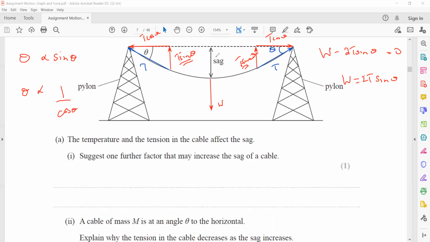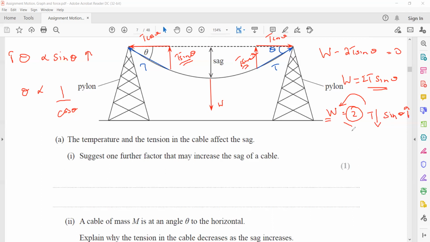They are saying as the angle increases, the weight must balance with 2T sin theta. So 2 is constant. Only the things which can change are sin theta or T. We want the result to be balanced with the weight. So if the value of theta increases, the value of sin theta will increase as well. So if sin theta is increasing, the value of T should decrease, because we want the product equal to the weight.